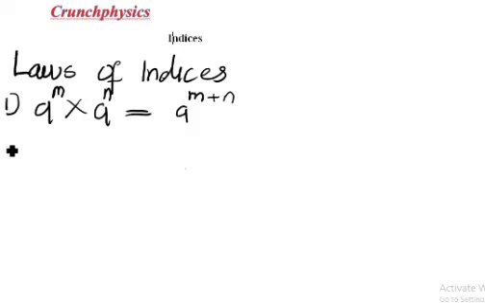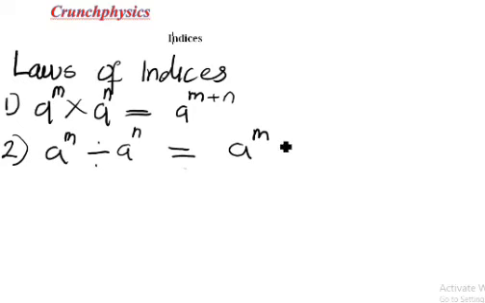The second one is number two. If I have a raised to power m divided by a raised to power n, this is equal to a raised to power m minus n. This is the division law.